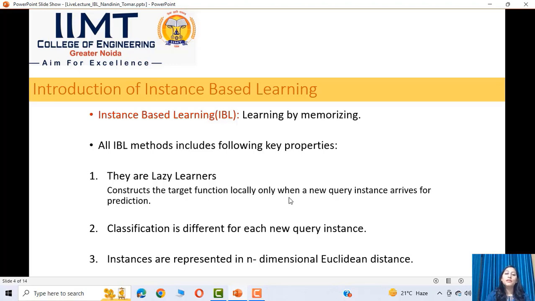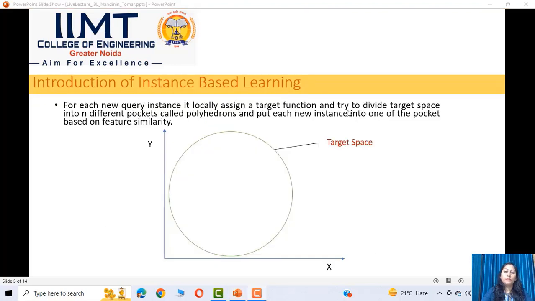Third key property is instances are represented in n-dimensional Euclidean space. Now suppose we define our given data set in an x and y plane and this is our target space. For each new query instance, this instance-based learning approach assigns a target function and tries to divide the target space into multiple different pockets, and these pockets are called polyhedrons, and puts each new instance into one of the pockets based on feature similarity.